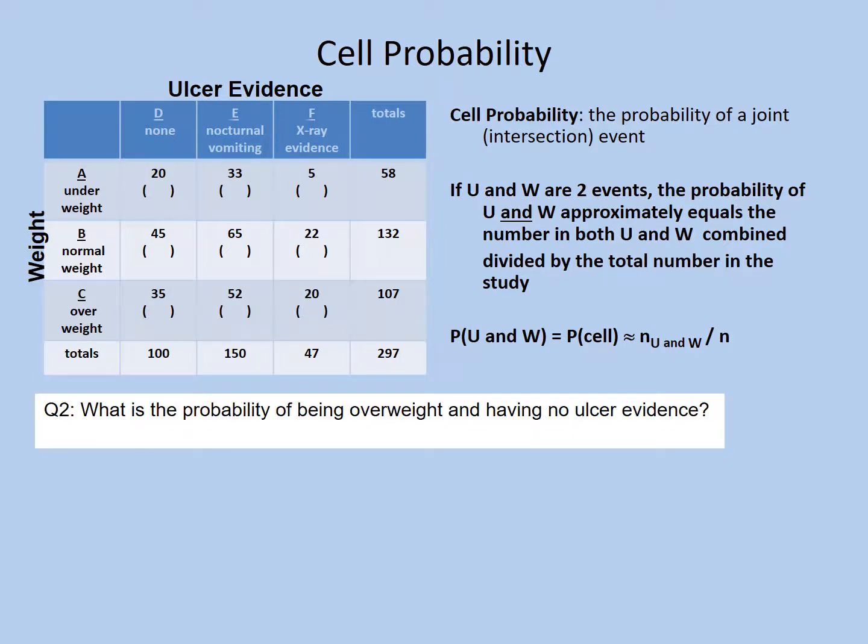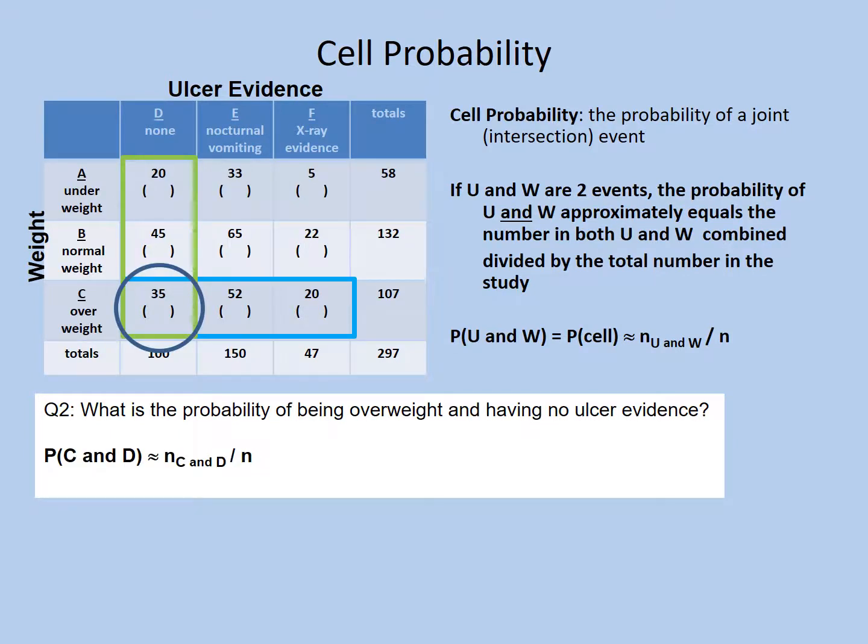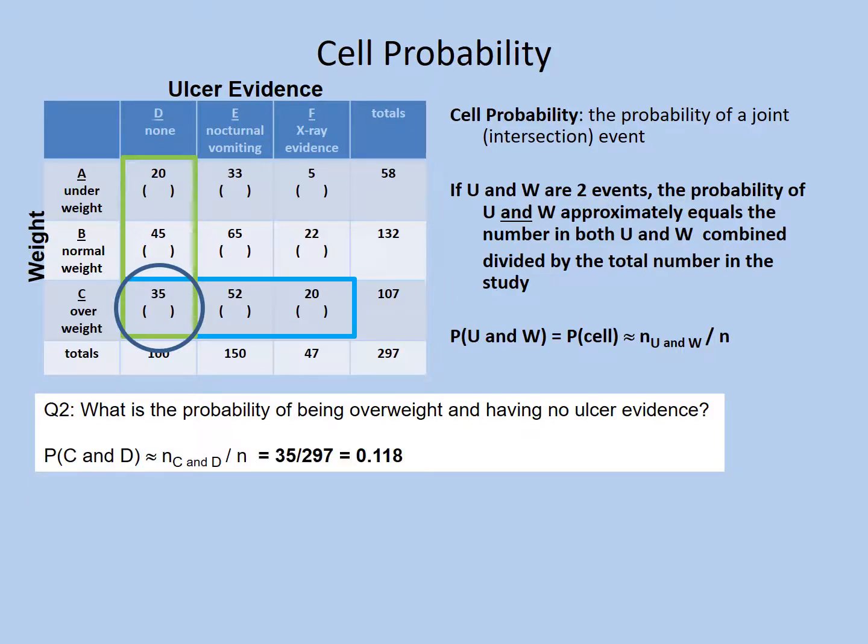For a second question, what is the probability of being overweight and having no ulcer evidence? The answer is the probability of the cell that combines the events C and D, which is approximately equal to N sub C and D, which turns out to be 35, divided by N, the total sample size. This probability is computed as 35 divided by 297, which equals 0.118.